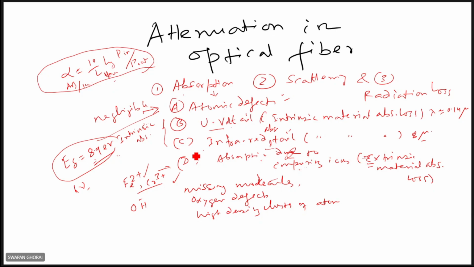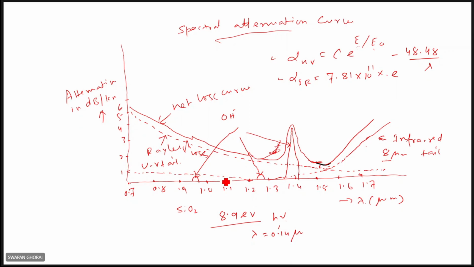Apart from that, there can be another type of impurity, that is OH ions. Problems will be there because of hydroxyl ions. During fabrication, hydroxyl ions will be present, and these are known as water peaks. It is prominent in the 0.14 micron region. You see this curve here. For OH ions, there are some small peaks at the 0.9 to 1.0 micron regions and around 1.2 to 1.3 micron regions. But the most prominent peak because of hydroxyl ions is at 1.4 microns.